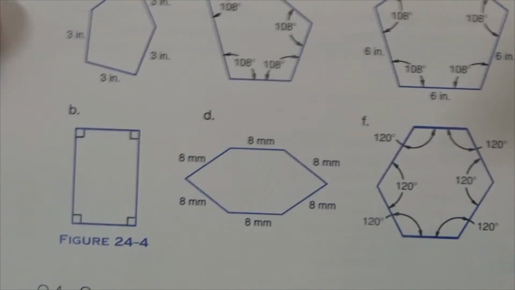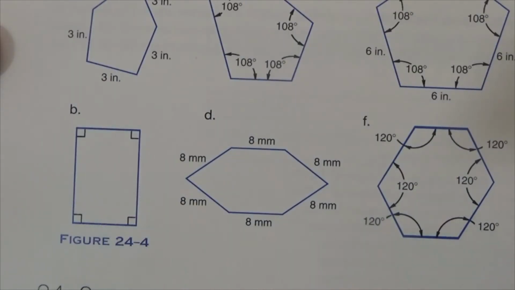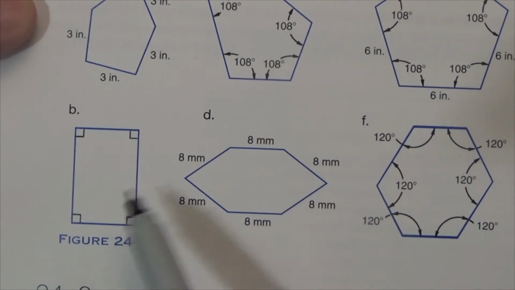So let's take a look at this one right here. No numbers given at all. However, we know that these symbols right here mean 90 degrees. So all of the angles of this polygon are the same. So it is equiangular, and there's 4 sides, so it's a quadrilateral. So this is an equiangular quadrilateral.